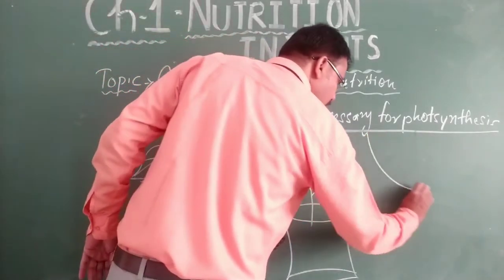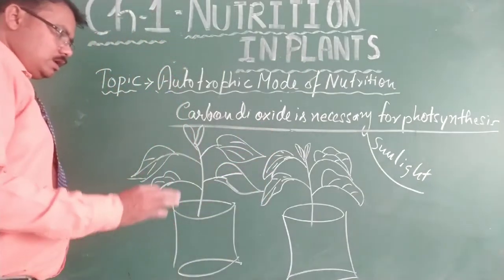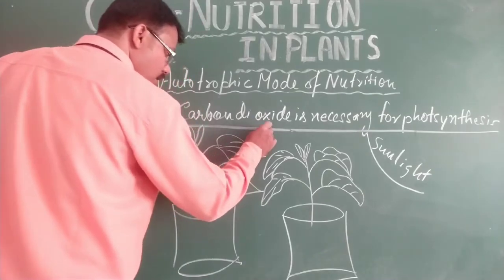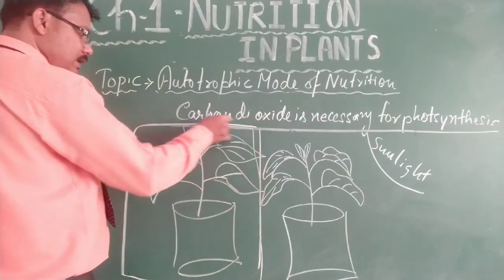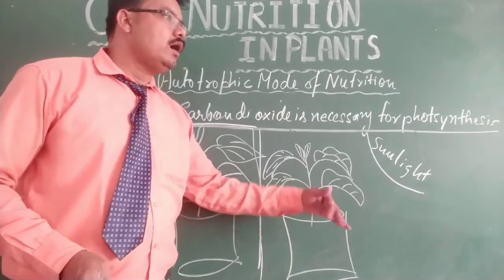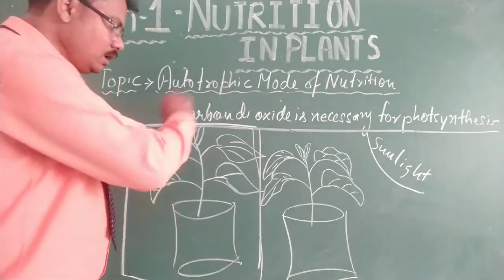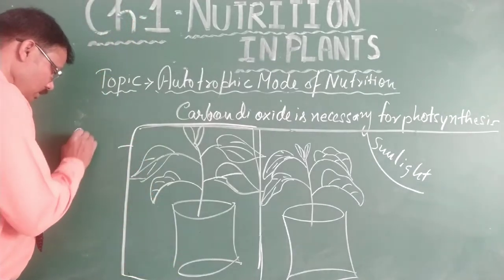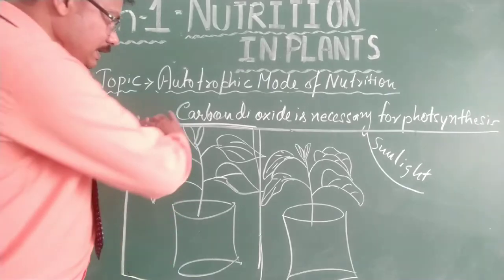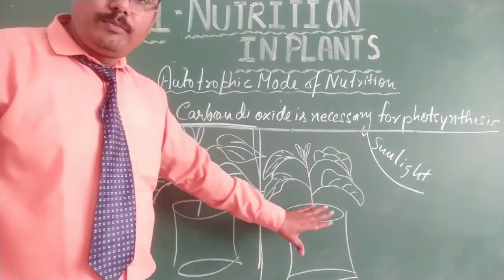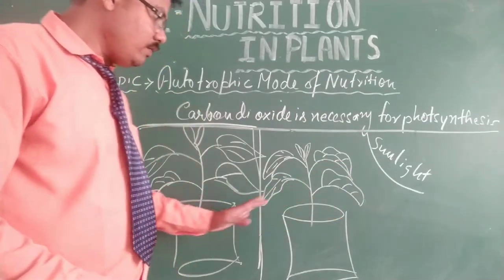Suppose this plant is getting sunlight properly, and keep this plant in a room, and this plant open outside in the sunlight. Keep this plant in a room covered with a glass jar. Cover this potted plant in a glass jar and let the other potted plant stay open in the environment so that it can openly get the carbon dioxide, get the sunlight, whatever is required.